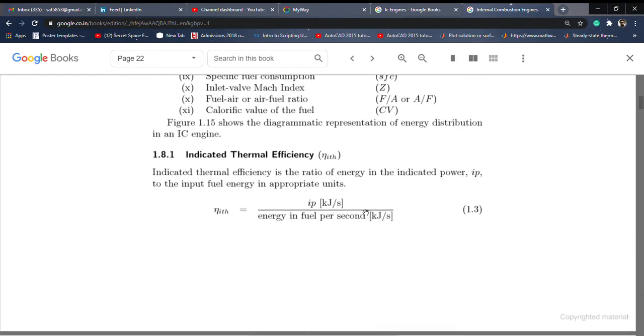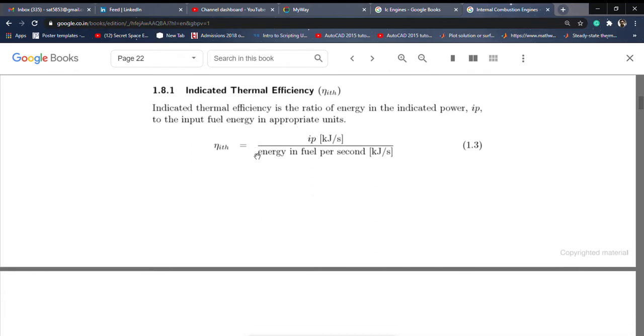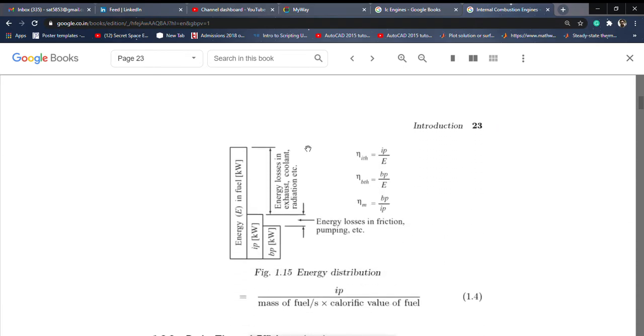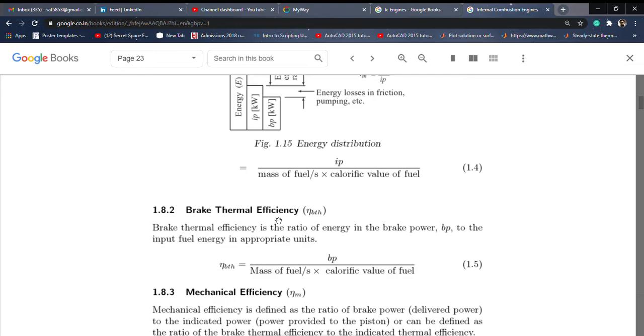So come back to this indicated thermal efficiency. This is indicated power divided by energy in fuel per second. So this is the total energy of the fuel, and this is your indicated power. The units are the same. Indicated power units are kilojoules per second, and energy in fuel per second also has units of kilojoules per second, so they cancel out. So this is a dimensionless term. Efficiency is a dimensionless term. So that is indicated thermal efficiency. Next, in the same way as indicated thermal efficiency, we have the next term, that is brake thermal efficiency.